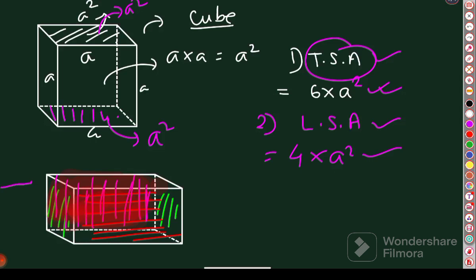Now, those were the areas. If I ask what will be the longest rod that can be placed inside this, tell me. The longest rod means the diagonal. If we want to find out the longest rod, then what to do? First you find out the diagonal of this base.